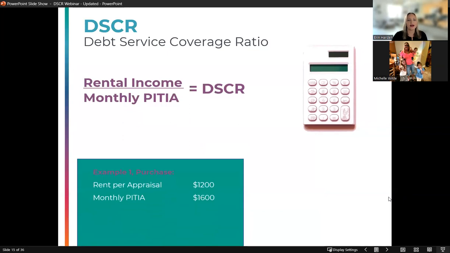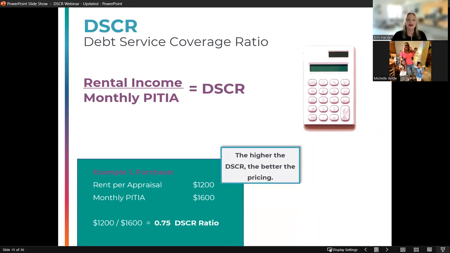So let's say that the rent on the appraisal is $1,200 and your full payment is $1,600. You're going to divide the $1,200 by $1,600, and that is going to be a 0.75 DSCR ratio. Like I said, if that's under 1, that's a negative cash flow, and you're going to see worse pricing once you go under 1 on the DSCR ratios.